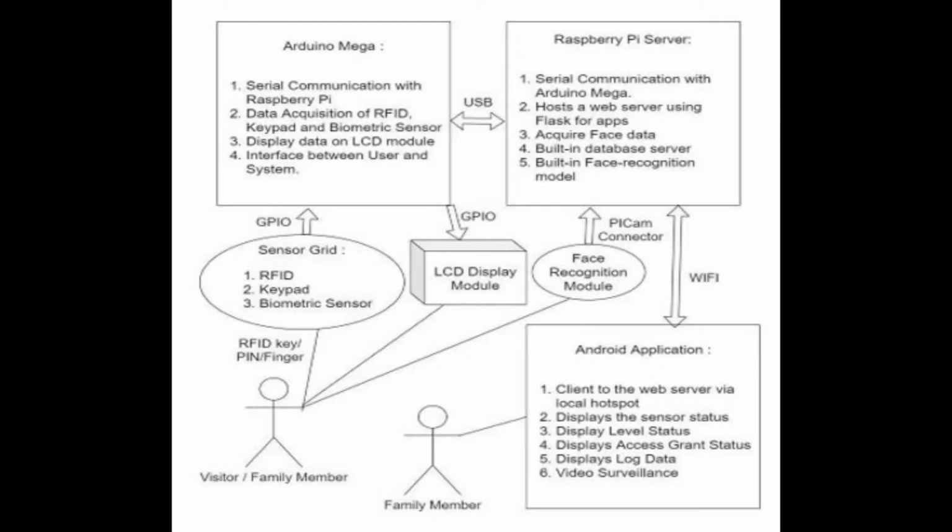This is the block diagram representing the architecture of the project. 2 blocks in the upper half represent the data acquisition and the server unit, while the 4 blocks in the lower half include the sensor grid, LCD module, face recognition module, and the Android application, which acts as an interface to the user.